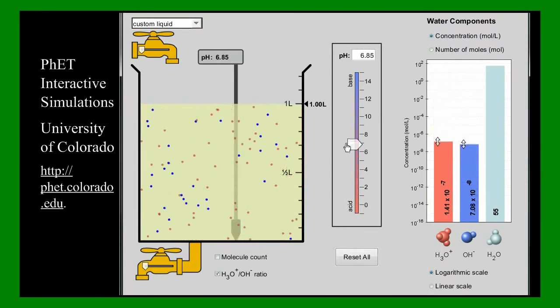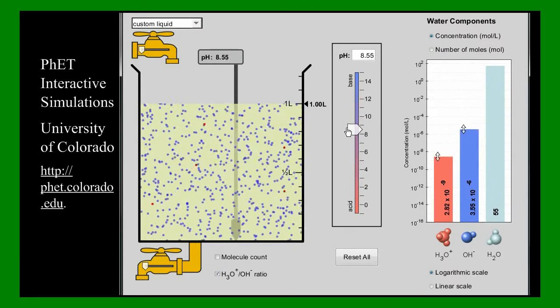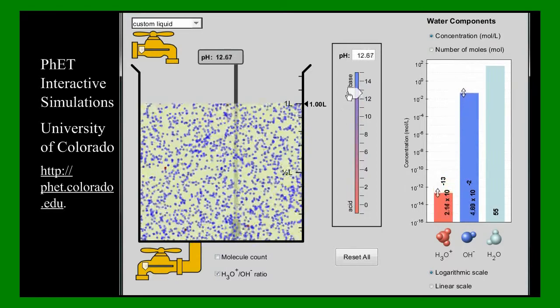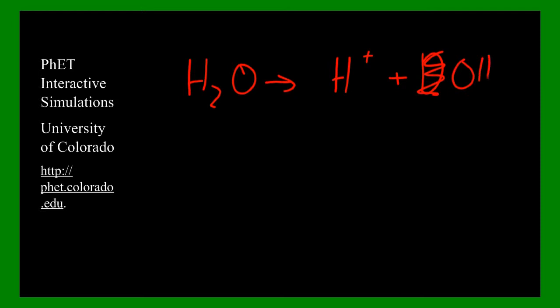Bases, now we're going to go back to 7. As we go towards a base, what happens? That's right. You should be paying attention. The concentration of hydroxide ions goes way up, and the number of hydrogen ions goes way down. This should make sense to you because in pure water, H2O will break down to form hydrogen ions plus hydroxide ions.